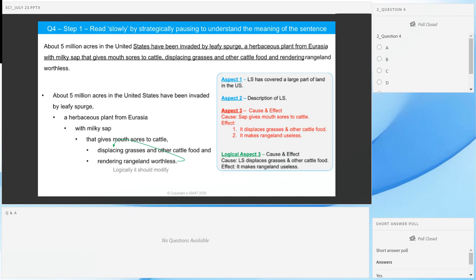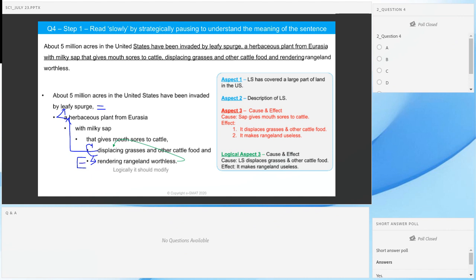And we understand that this action of displacement has to be connected with herbaceous plant or leafy spurge, any one, because they are the same in the context of the sentence. And we understand that it is the leafy spurge that does the action of displacing grasses. And then the action of displacement will lead to this effect. So this should be presented as the cause and this should be presented as the effect in the sentence.